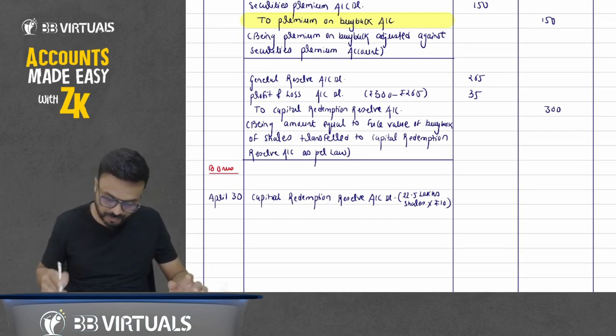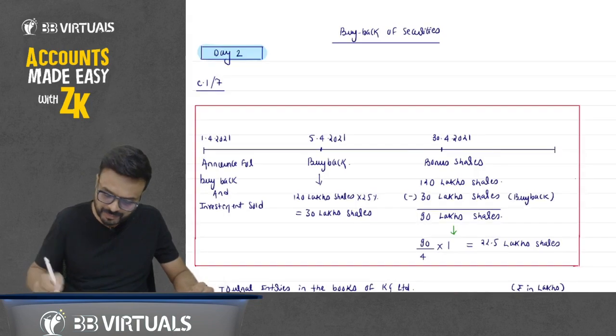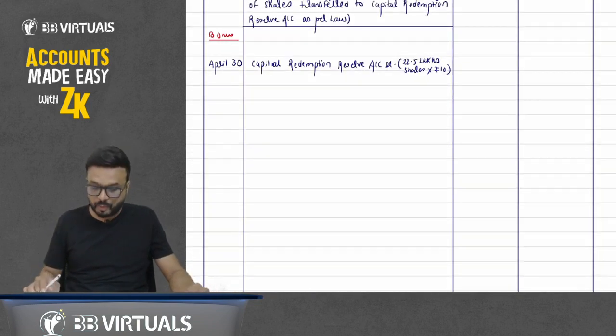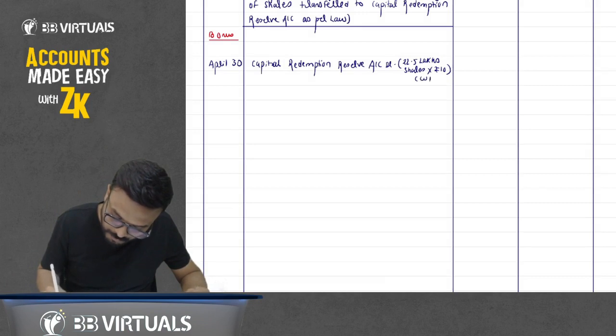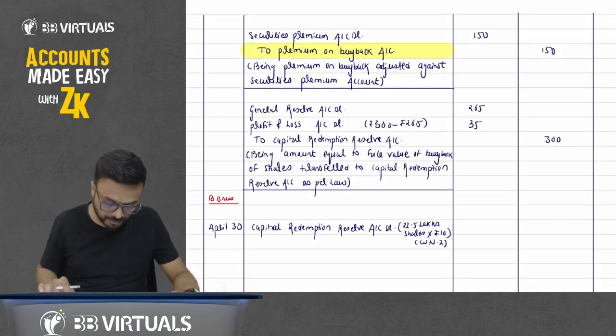We will make a working note on it. We can write down here working note 1, in which I will prepare the number of shares bought back. We have discussed this roughly; we'll make a working note on it. Don't worry. Okay, so for this 22.5 lakhs, the first working note is on the number of shares bought back. The second will be on bonus shares. Write down here working note number 2. The first is on how many shares we are buying back, that is 30 lakh shares.